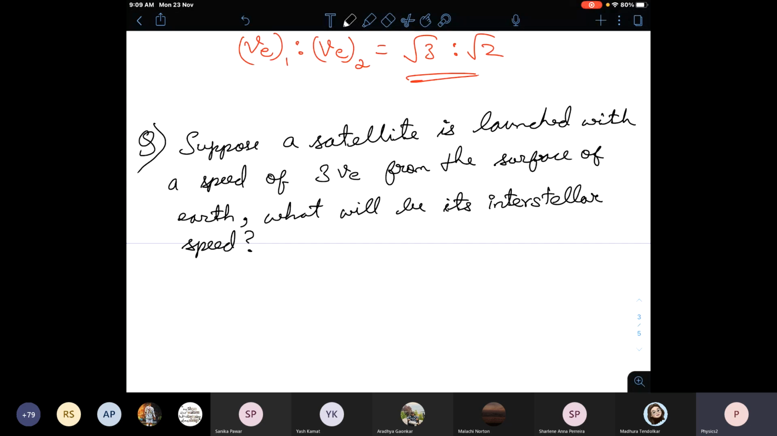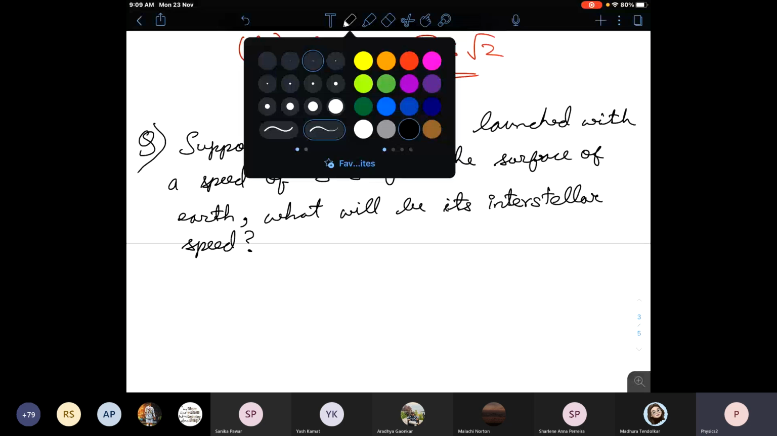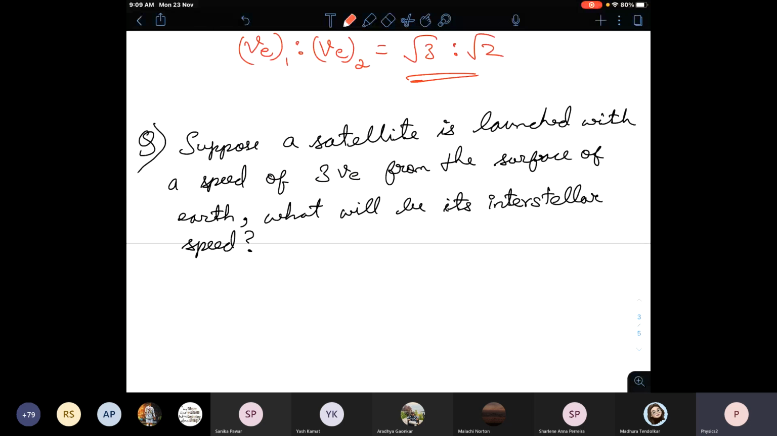Okay, now for this you need to understand what is the meaning of interstellar speed. Okay, just try to understand. It is simple, it is a basic thing. You must have seen that Interstellar movie and all.